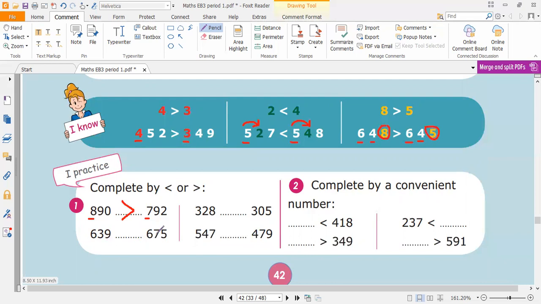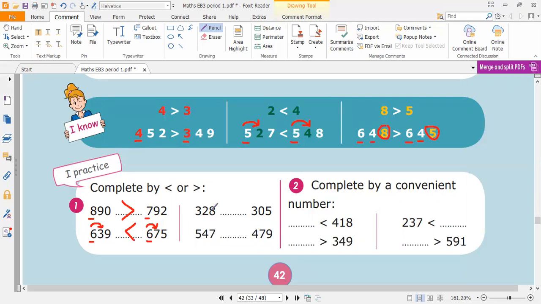639, 675. I look at the hundreds. I have 6 and 6. What should I do? I go to the next digit, to the tens digit. Here I have 3 and 7. Which one is greater? 7. So I open the mouth to the 7.